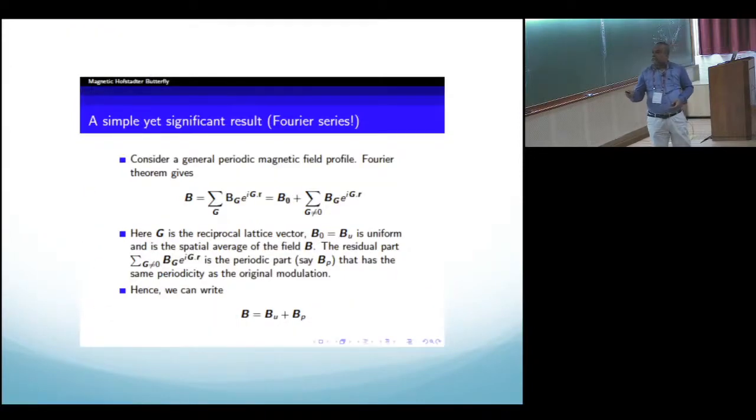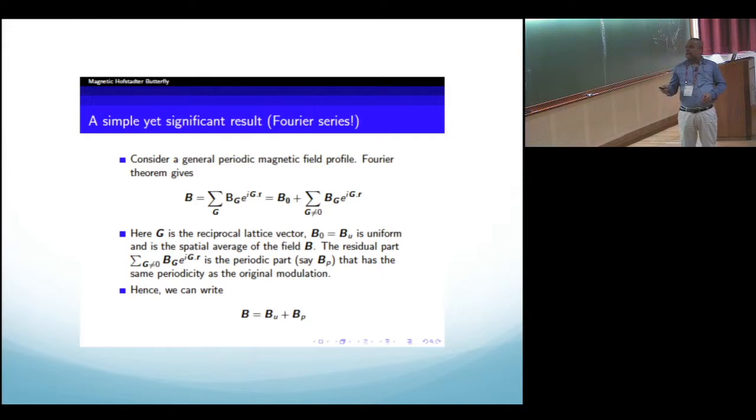Okay, so I will not be cheating if I tell you that this is the only result in our paper, and it is nothing but a Fourier series. You consider any general periodic magnetic field profile, and since it is periodic, you can just expand it in terms of a Fourier series. So this is your first term, which gives you a uniform magnetic field.